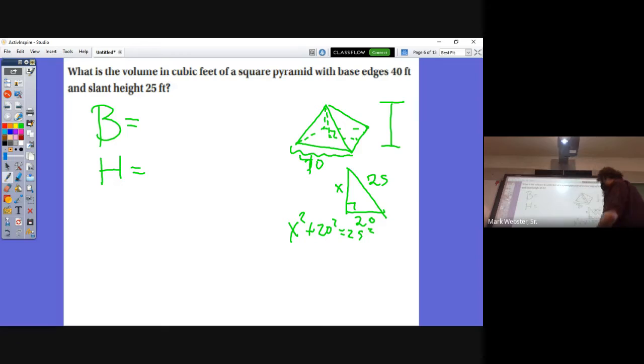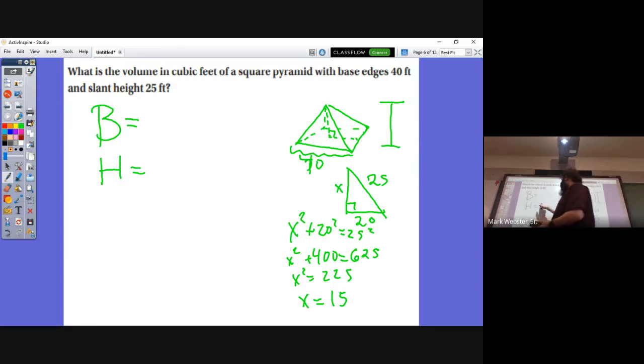This is going to come out nice and even, though. I'm really excited. All right, so 25 squared is 625. 20 squared is 400. Subtract that over, and we end up with x squared equals 225. And I'm going about this the long way; for y'all, it's going to take 2 seconds to do. Square root that, I get 15. Hey, that was easy.